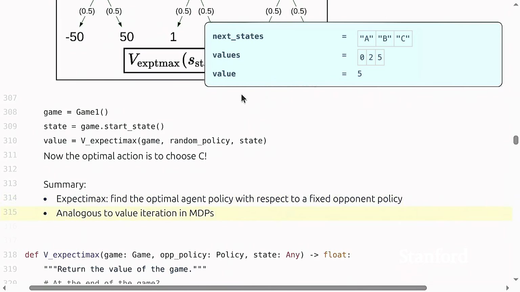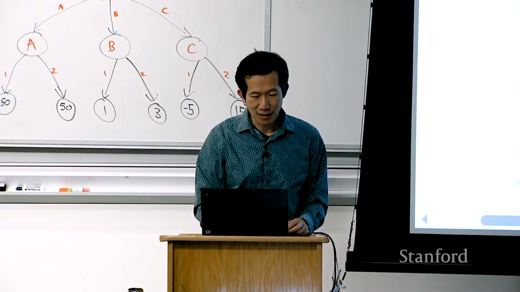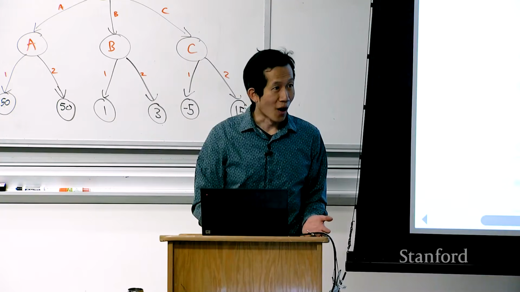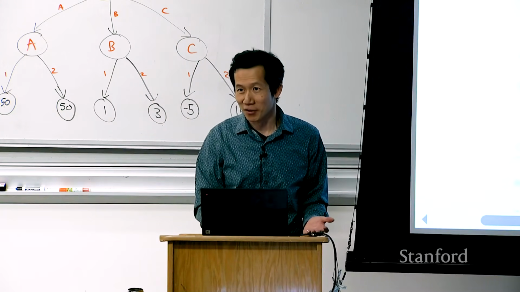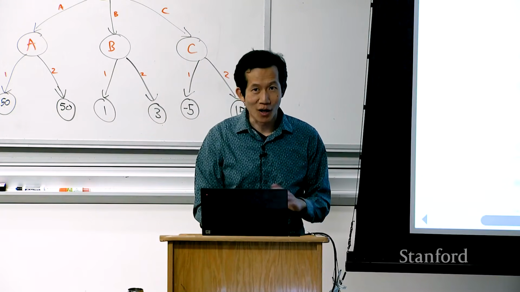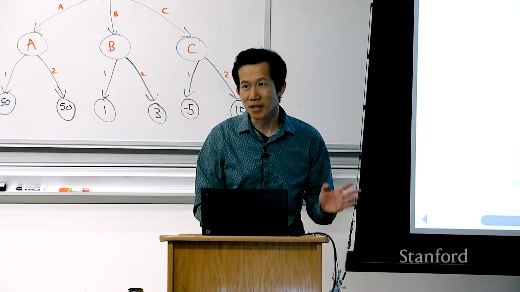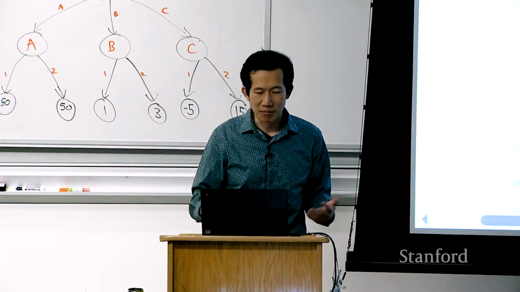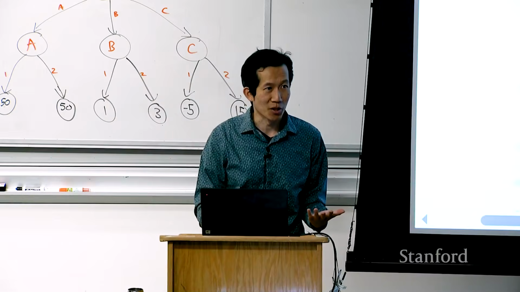And this is analogous to value iteration in MDPs. Game evaluation was analogous to policy evaluation. Expected max is analogous to value iteration. So far, I haven't actually done anything interesting. This is essentially all really MDPs, but just described in the game language.